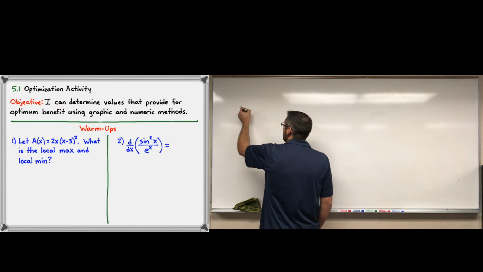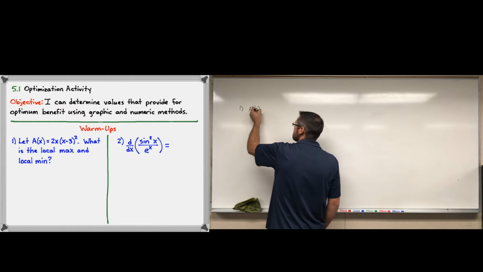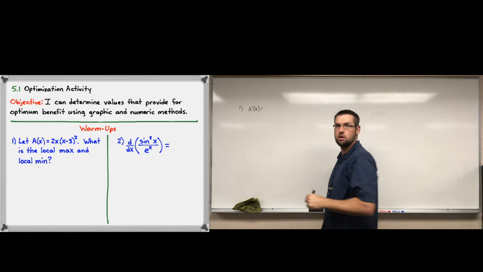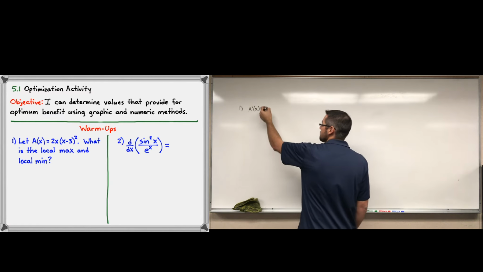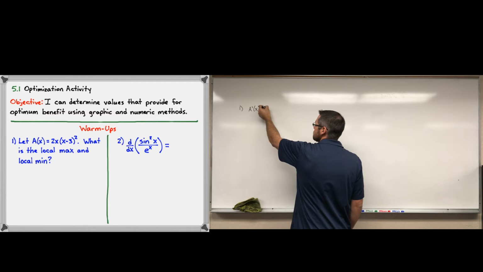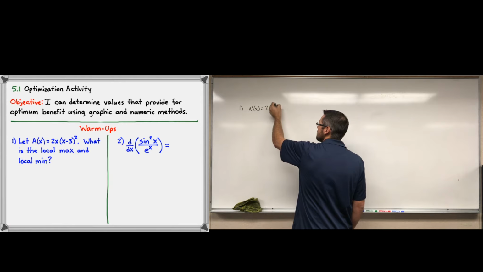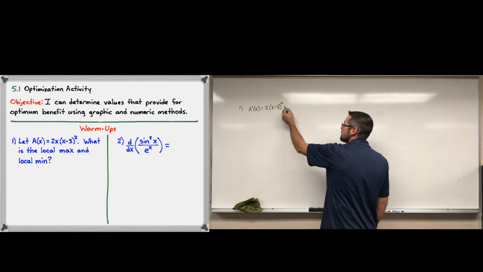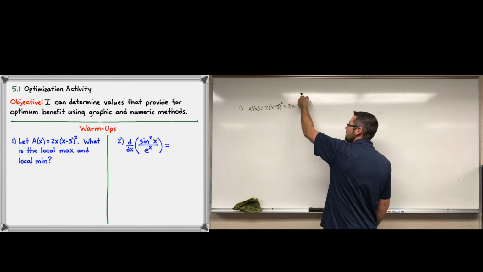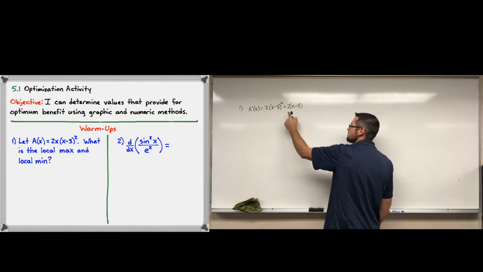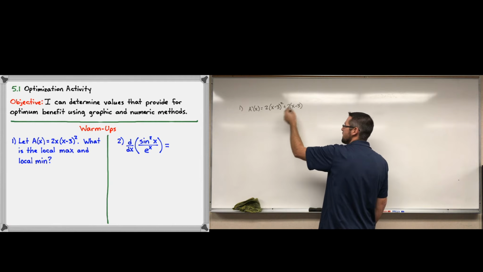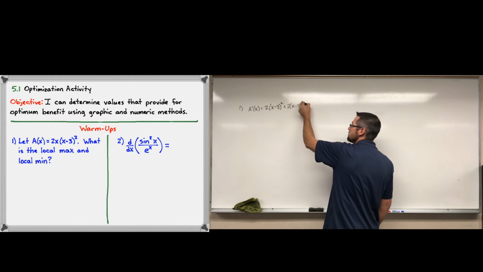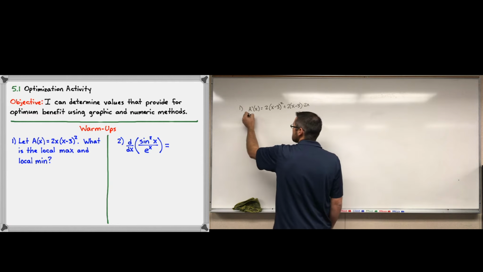So, a prime of x, what would the derivative be there? What rule? Chain rule and product rule. So what would we have? 2 plus 2 times x minus 3 to the first times 1, then times the first thing. So times 2x. And then what do we do with this?